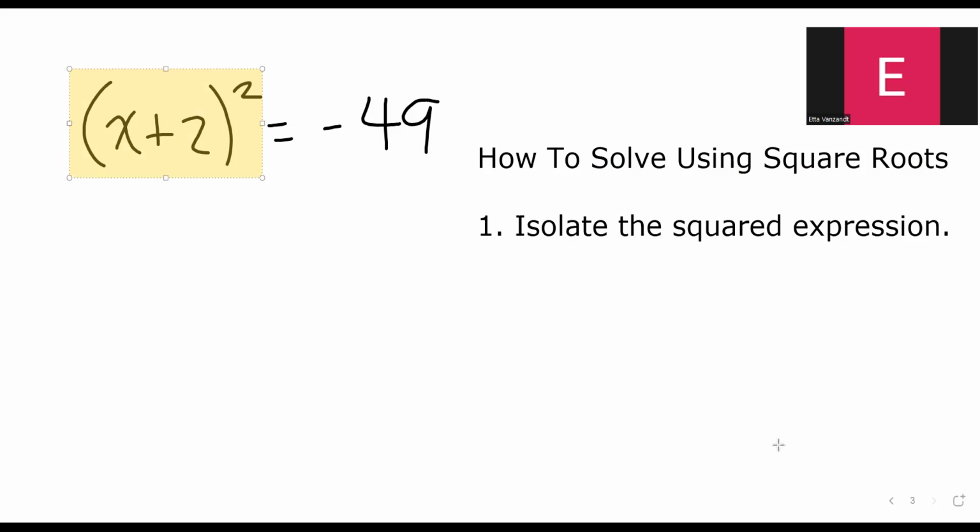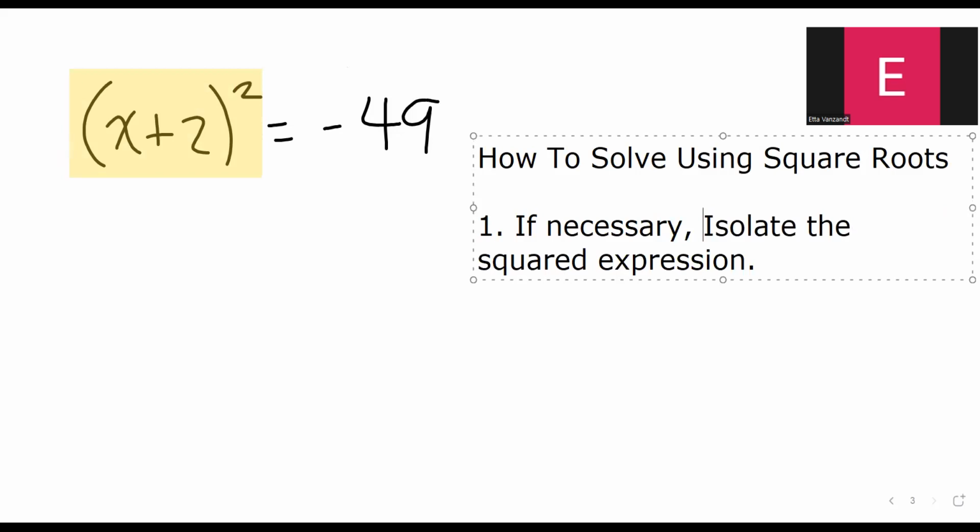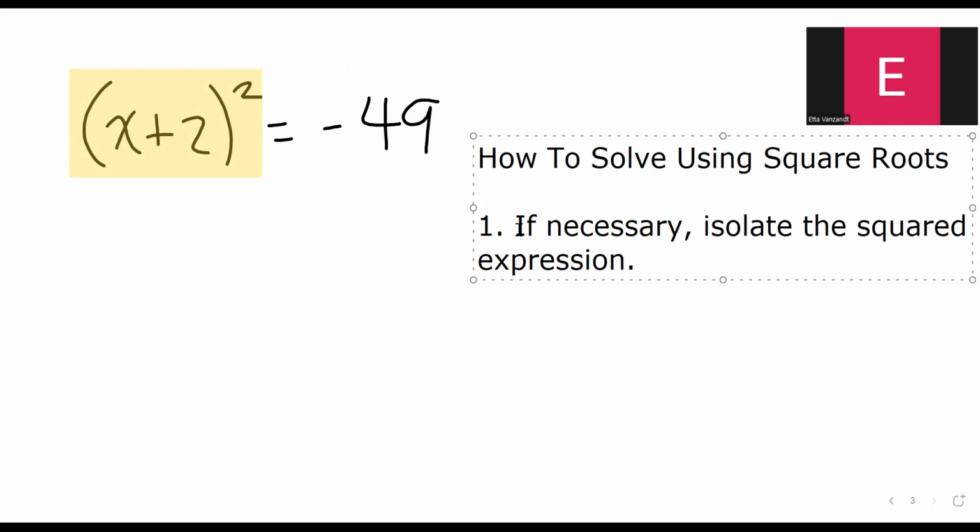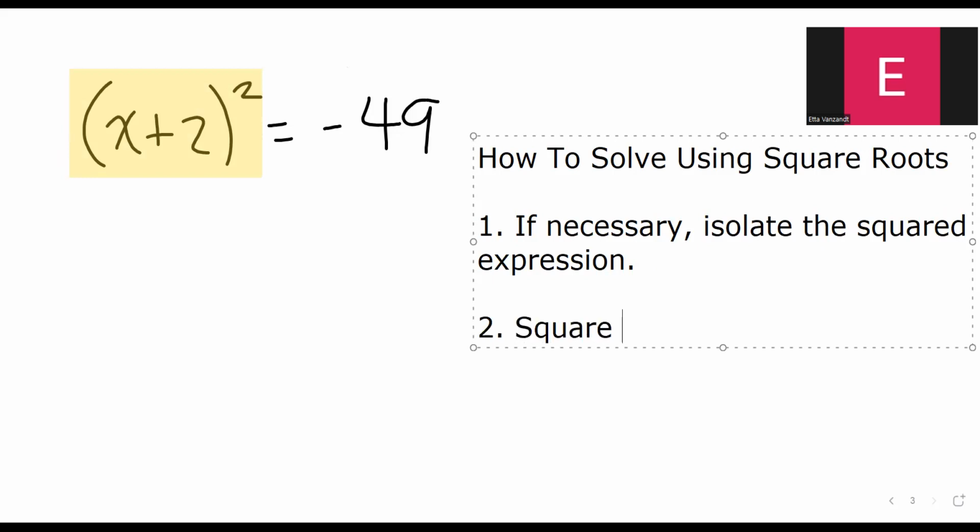So the squared expression is highlighted and it's already isolated in the sense that there's nothing else on the left side of the equal sign that I didn't highlight. So that's what it means to isolate the squared expression, get rid of everything else around it. That's not a case here. In fact, I'm going to back up into the step and preface it with if necessary, because sometimes it is already isolated. But once you do that, your second move is to square root both sides of the equation.